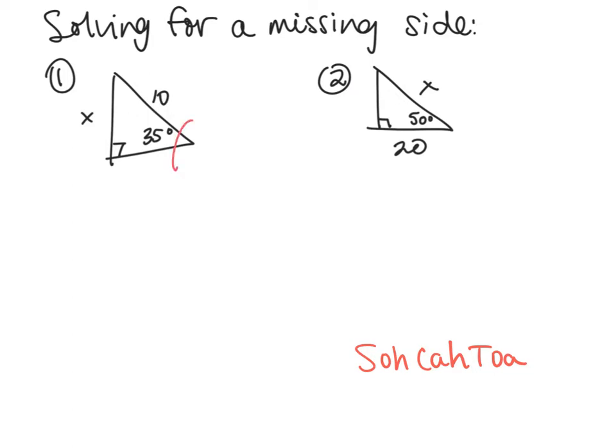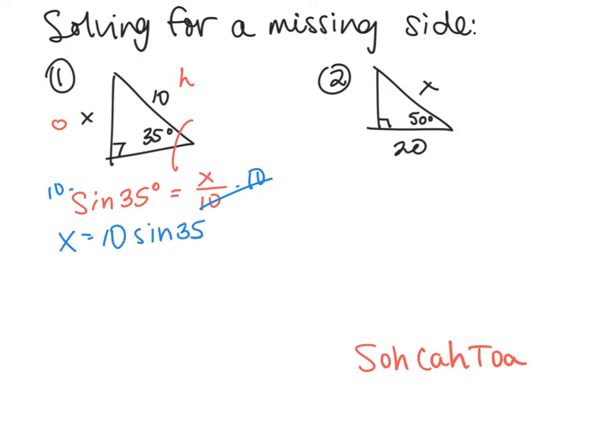All you do for these, we have the 35-degree angle. X, what we're solving for, is opposite. 10 is our hypotenuse, so therefore we are going to use sine. So we just set up that sine of 35 degrees equals opposite over hypotenuse. Solve for x. So in this case, to solve for x, multiply both sides by 10. And we get x equals 10 sine 35. Type that in your calculator and you have your answer.